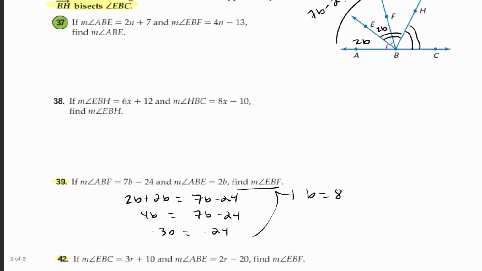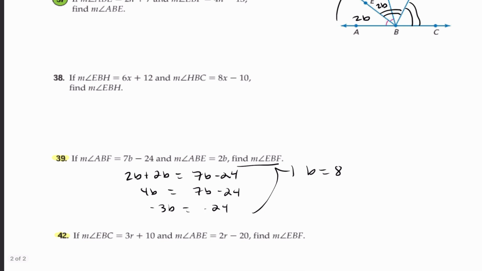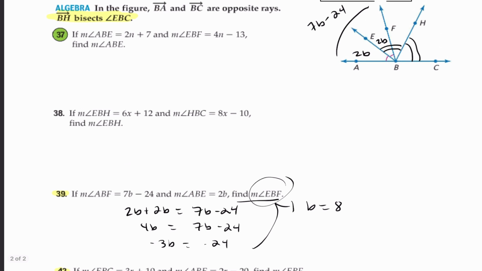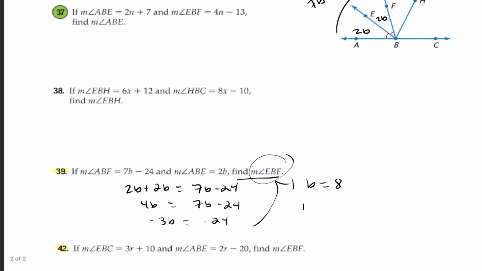So then, because I found b, which is 8, I need to figure out what the measure angle EBF is. Well, we already figured that out, right? This right here is 2b, and this here is also 2b. So measure angle EBF is equal to 2b. Replace the b, so that's 2 times 8, which is 16 degrees. And that's your answer. You got it.